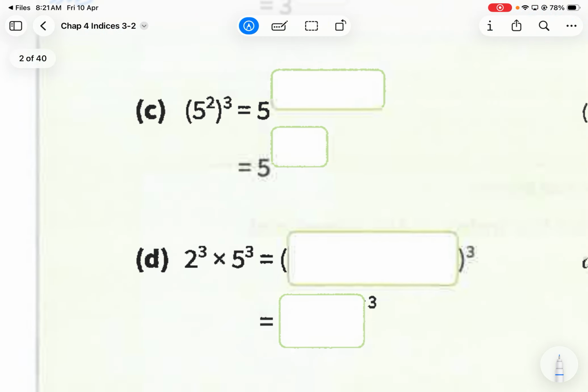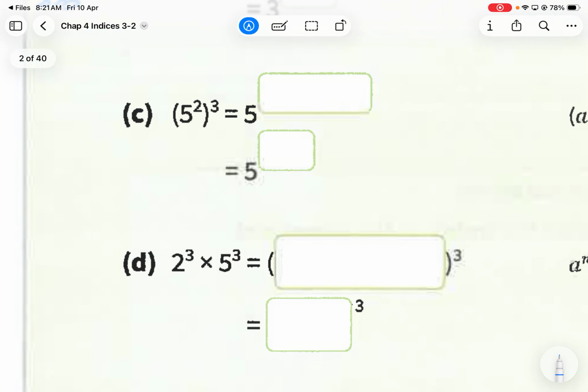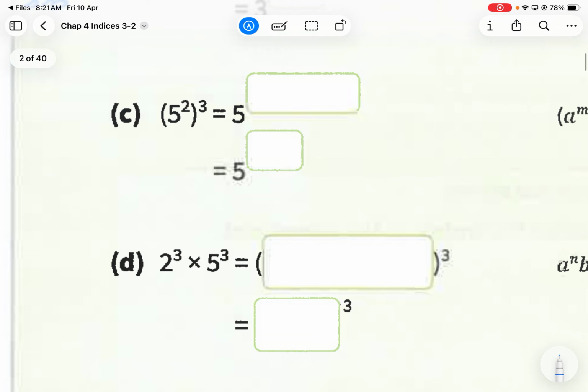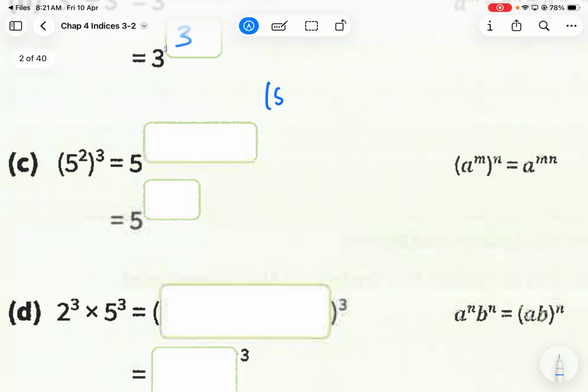Okay? So 5 squared to the power of 3. 5 squared itself is inside the bracket. The bracket is being cubed. So what is actually happening is 5 squared multiplied by 5 squared multiplied by 5 squared.